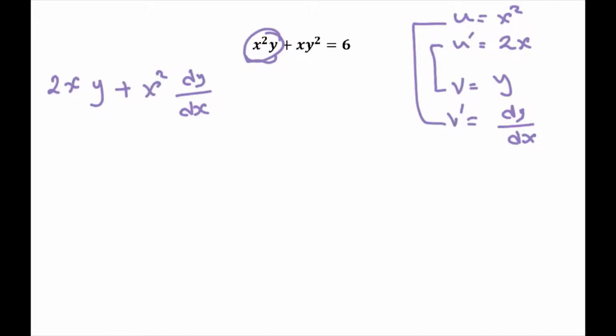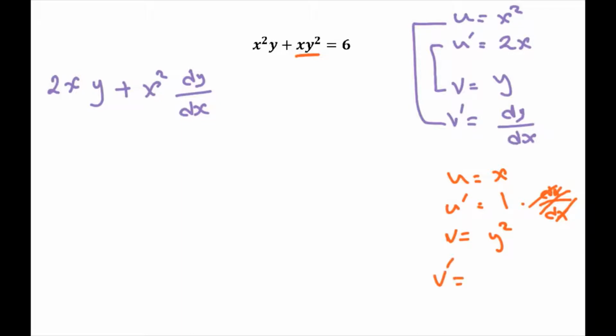Okay? And then the second part, which is this one here. So u is going to be equal to x, u prime equal 1. I could say 1 times dx over dx because we are finding the derivative with respect to x. And of course dx over dx is 1, so we don't write it. v equal y squared, v prime equal 2y, and then remember we will attach dy over dx.